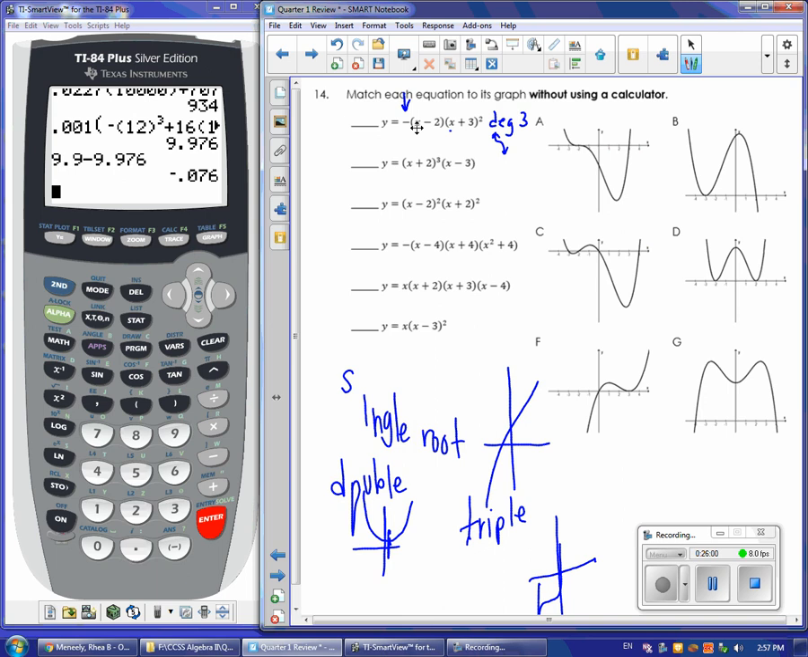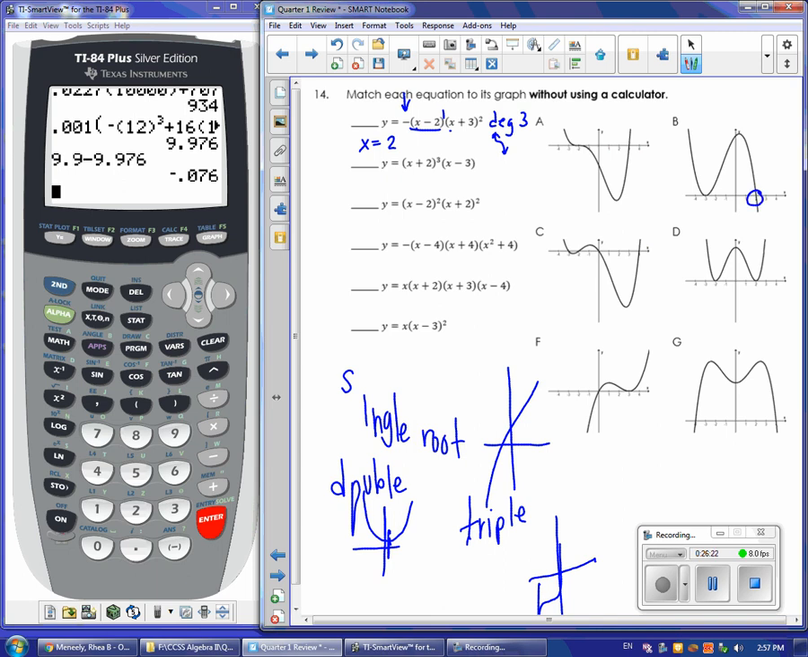The other thing that you want to look at is the roots and the multiplicity. So if I look at this first factor, that x minus 2, that means that I'm going to have an x-intercept at positive 2. The fact that this factor occurs once, even though you don't see that exponent, tells me it's a single root. So it's going to pass straight through. And that is what's happening here on B.